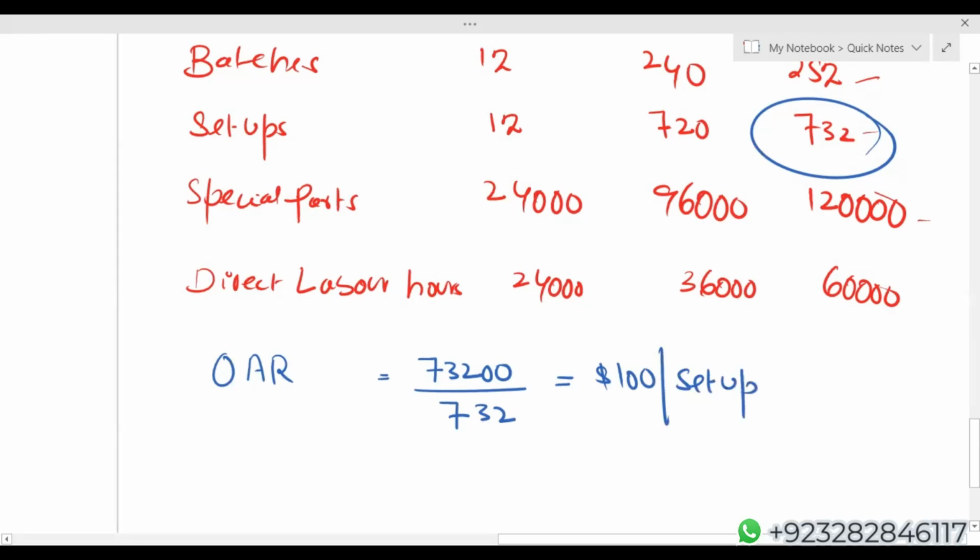Now what are we doing? We're simply dividing the cost pool by the total of the relevant cost driver. Obviously, the setup cost overhead absorption rate will be calculated. The setup cost will be divided by the total number of setups. Per setup it is $100 per setup. Okay.